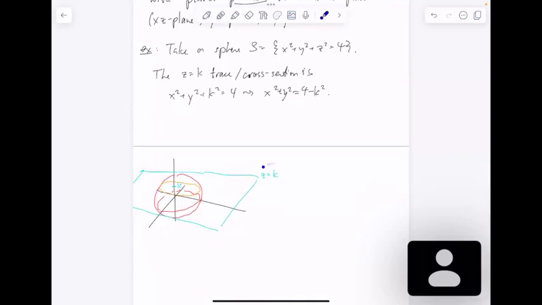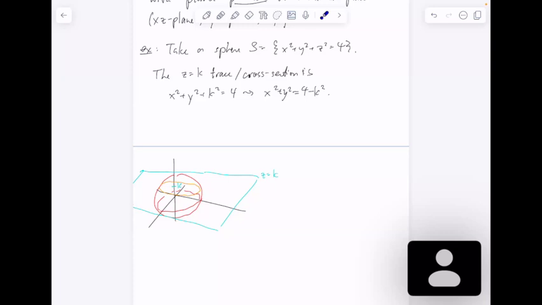But if I instead just fix a family of planes given by z is equal to k, where k is a constant, well, at z equals 0, I get the intersection to be a circle of radius 2, right. At z is equal to 1, I get a cross-section or a trace that looks like a circle of radius root 3. And all the way up to k is equal to 2. At k is equal to 2, I get x squared plus y squared equals 0, right? So it shrinks down to a point because x and y have to be 0.